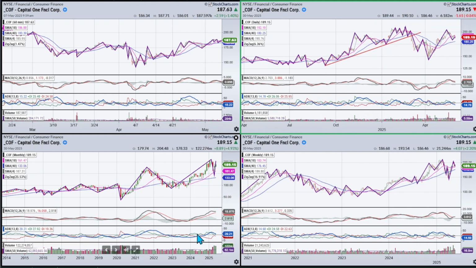Look at what's taking place on this monthly chart. You see the strength of the MACD and the strength of the ADX. We're just looking for a pullback in an ongoing trend. We're not looking for a reversal on this time frame.